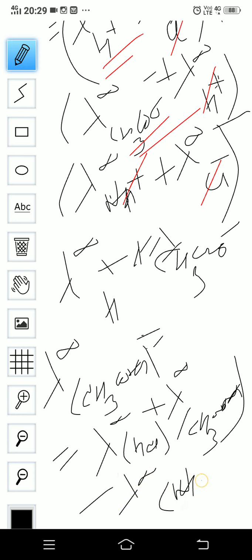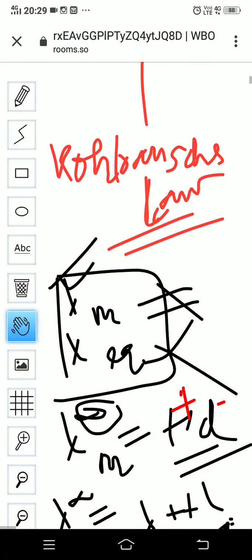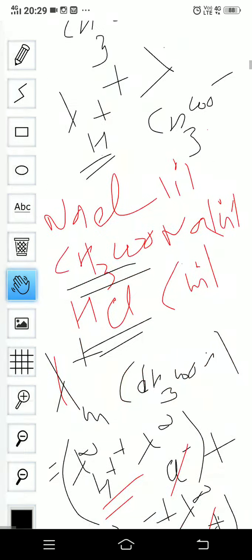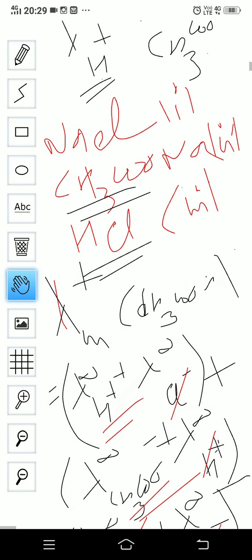Is this portion clear? So this is all that we have to know about this Kohlrausch's law part. This is very basic, students. If you find it easier, just let me know. Okay, thank you.